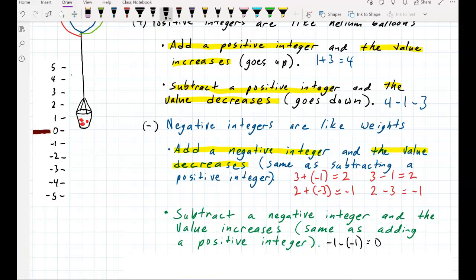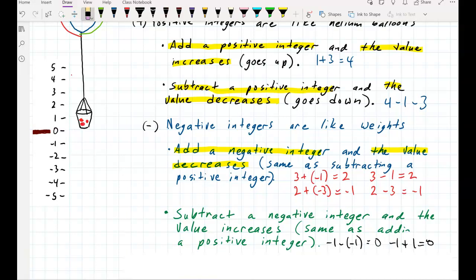And that would be the same thing as adding 1. So negative 1 plus 1 is 0. So that's the same thing as subtracting negative 1: adding 1. All right, now I'm going to take away 2 more weights.